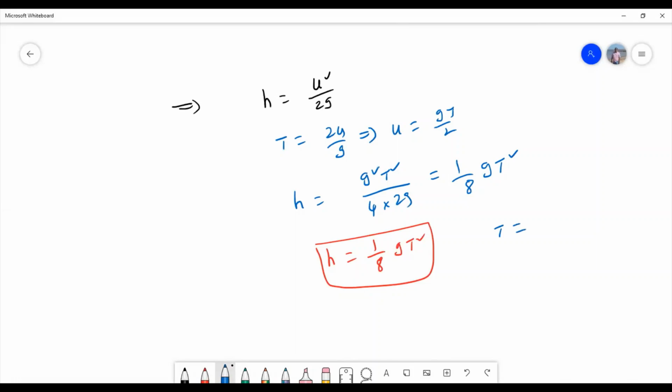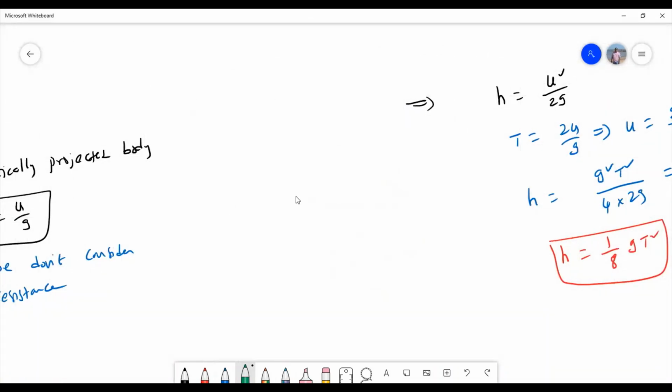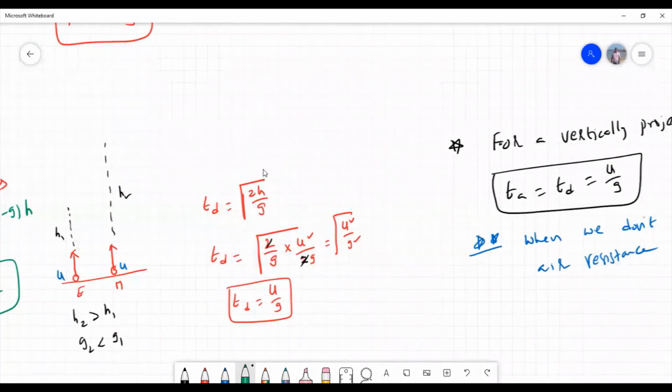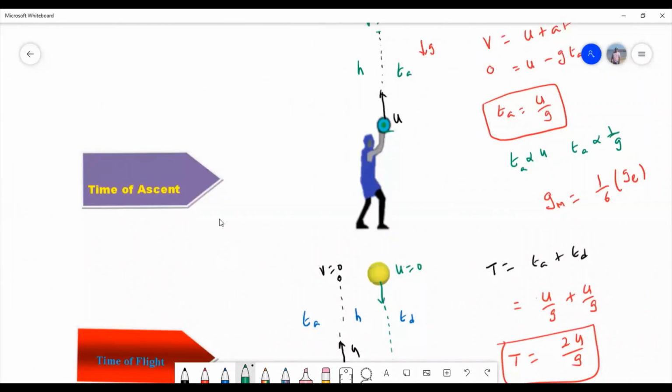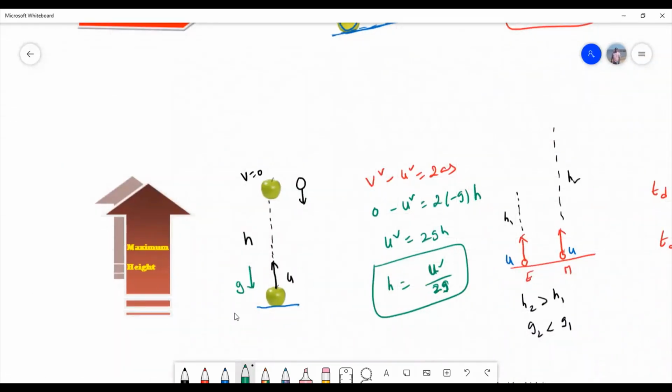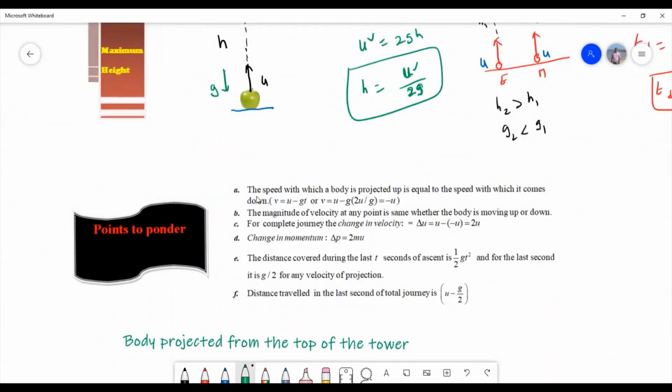Or sometimes we can say the reverse: time of flight in terms of maximum height, with a square root here. This is the time of flight in terms of maximum height, and this is maximum height in terms of time of flight. These are some identities we generally come across while solving problems. These are very, very useful. So we discussed very important points: what is time of flight, what is time of ascent, and then what is maximum height and its different expressions.